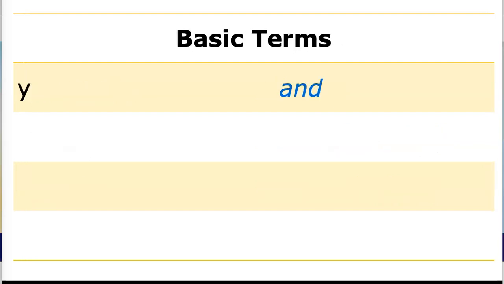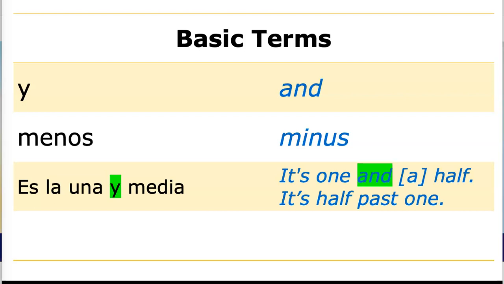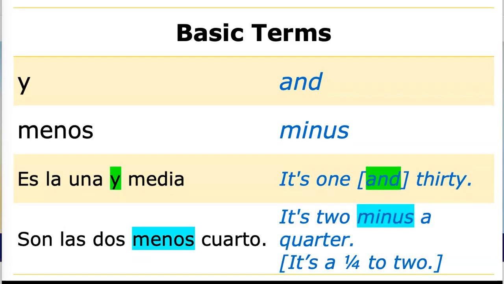Y is the word for and. Menos means minus. So the sentence es la 1:30, what does that mean? Literally, it's one and a half, or more normally we'd say in English, it's 1:30. Son las 2:45. What is that going to mean? It's 2 minus 1/4, or more naturally in English, we'd say it's 1/4 to 2.